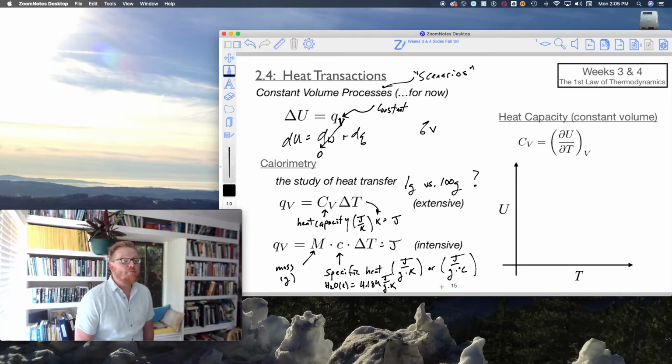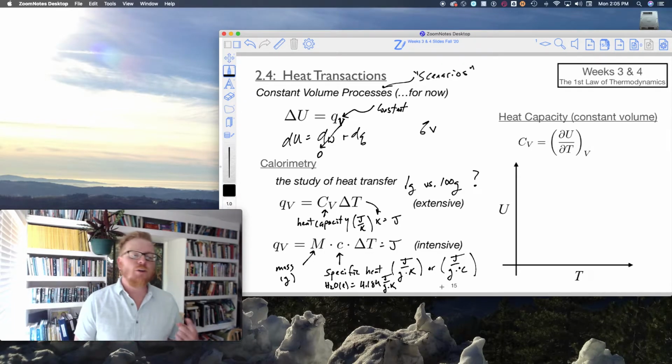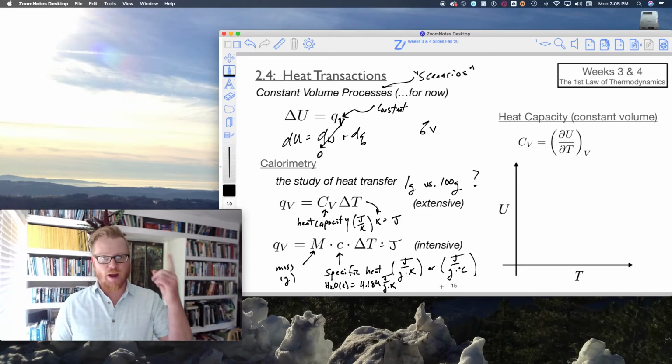And so what that means is if I have 1 gram of liquid water and I want to raise its temperature by 1 degree Kelvin, I need to supply it with 4.184 joules. Okay?